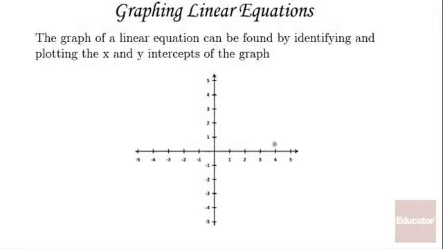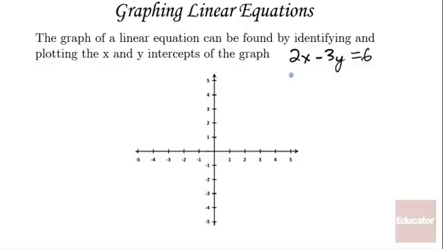The graph of a linear equation can actually be found by identifying and plotting the x and y intercepts of the graph. And the reason is you need 2 points to plot a line. If I find the x-intercept and the y-intercept, I end up with 2 coordinate pairs, so I can plot the line. In order to illustrate this, we're going to use an example, 2x minus 3y equals 6. And this is a linear equation in the standard form, ax plus by equals c.